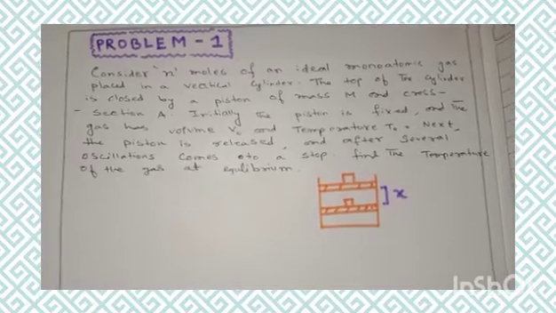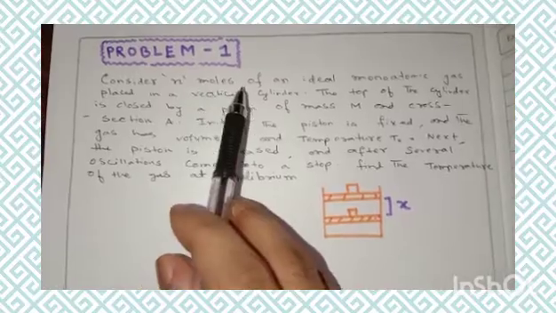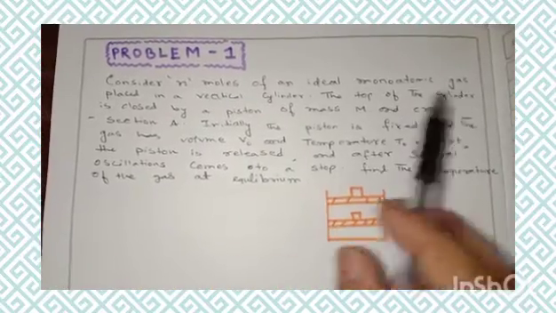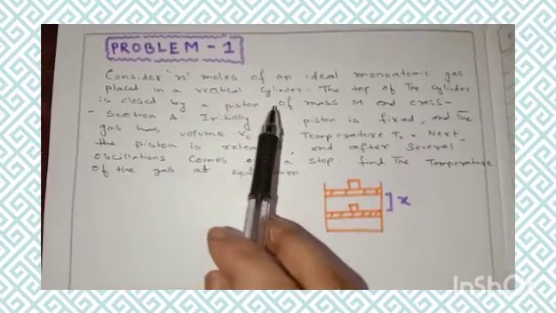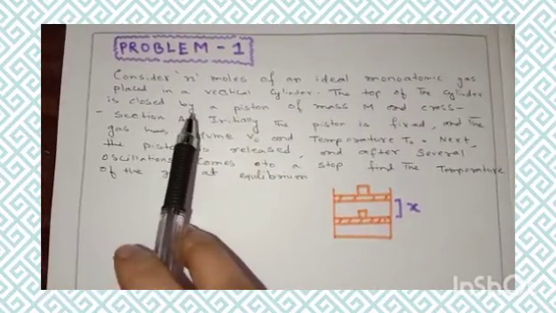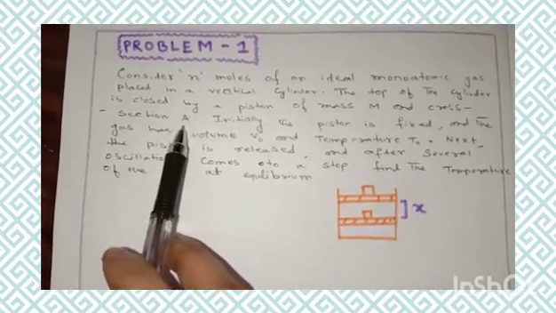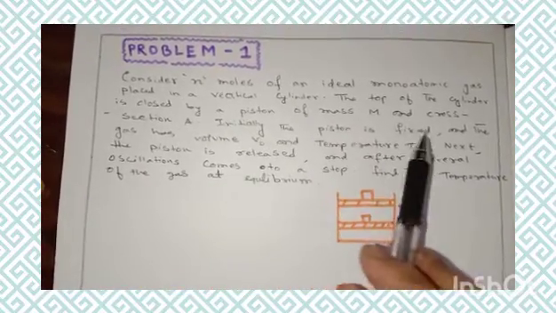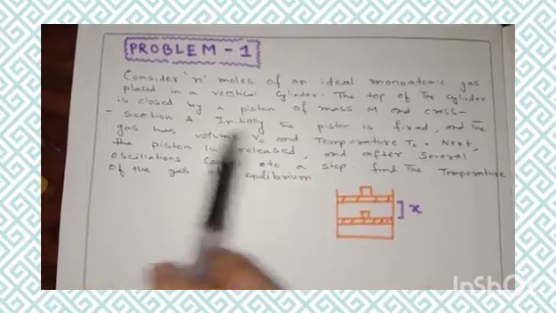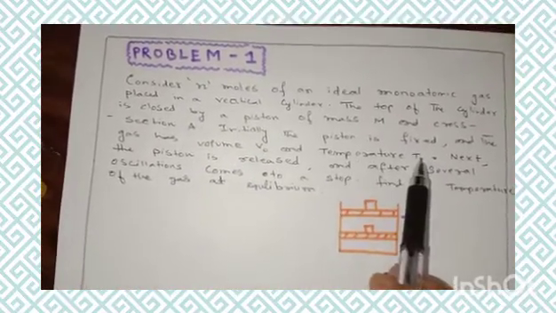So in this problem, consider n moles of an ideal monatomic gas placed in a vertical cylinder. The top of the cylinder is closed by a piston of mass m and cross section A. Initially, the piston is fixed and the gas has volume V0 and temperature T0.